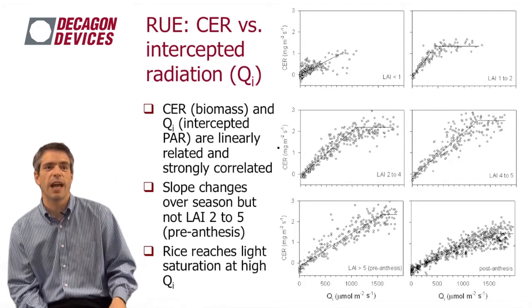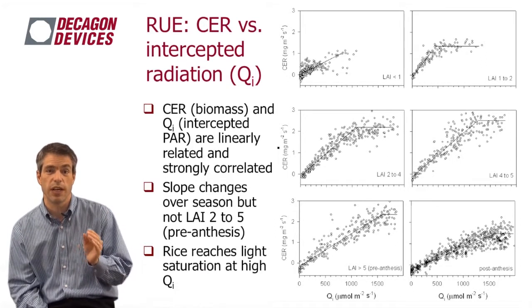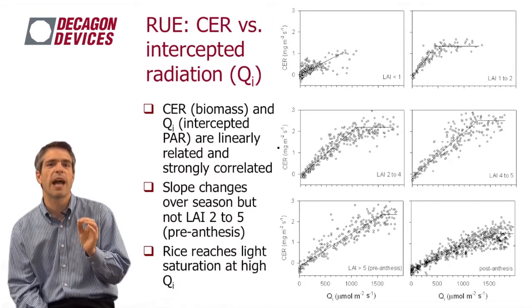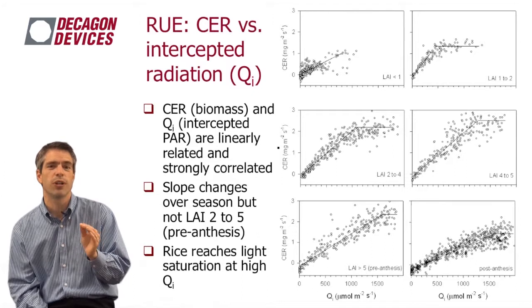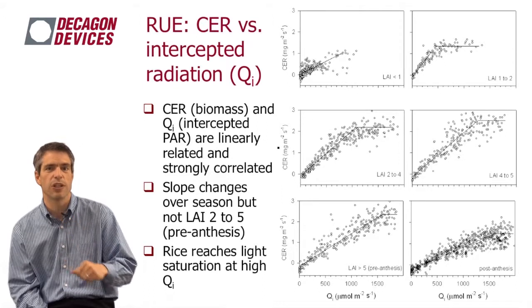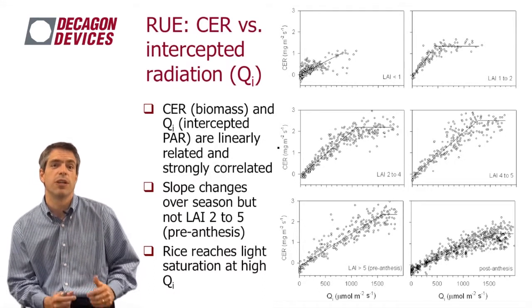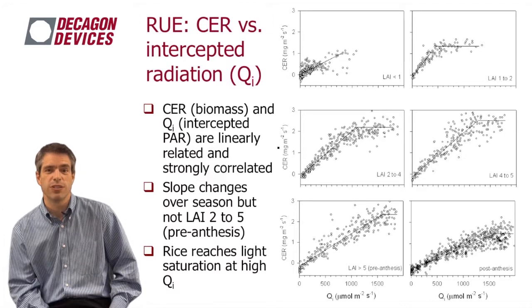Now let's look at the carbon dioxide exchange rate. Each one of these points that you see there is now not a day, but a half-hourly average. So we split them up by leaf area index, and what we wanted to do was look at the slope of the line between the carbon dioxide exchange rate and the intercepted photosynthetically active radiation. That slope is our radiation use efficiency. And what we wanted to know was, are these lines statistically similar or different?